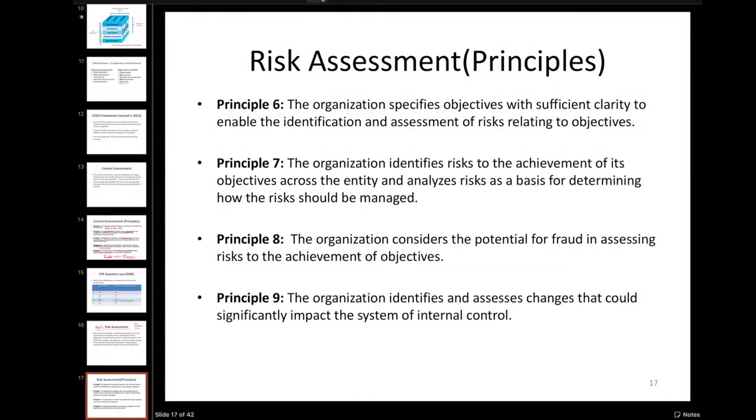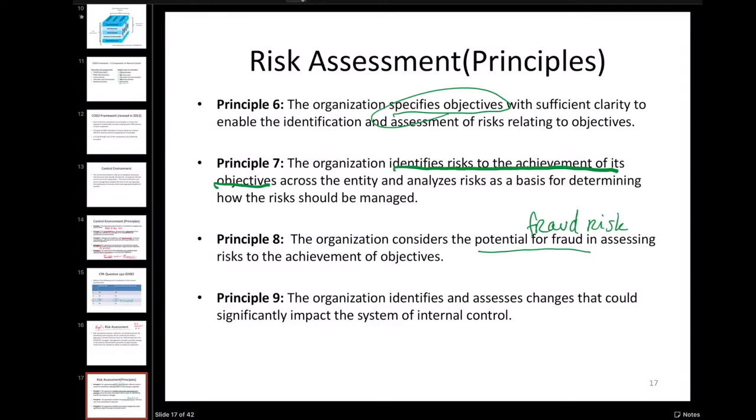In terms of the principles making it up, the first principle is that they're supposed to specify their objectives, because if the whole point of this risk assessment exercise is to identify risks that could stop them from meeting their objectives, then we need to know what the objectives are first. That's why Principle 6 is, specify your objectives. Principle 7 is, now identify the risks that will prevent you from achieving your objectives. And Principle 8 is about fraud risk. Similar to the auditor, they have to think through fraud risks, where those lie.